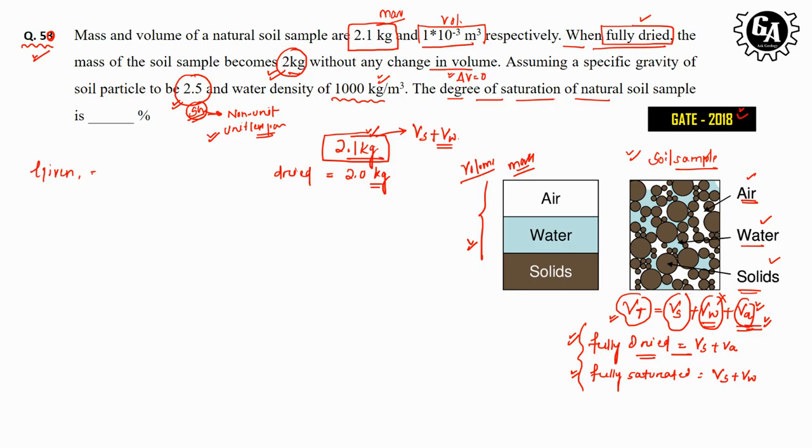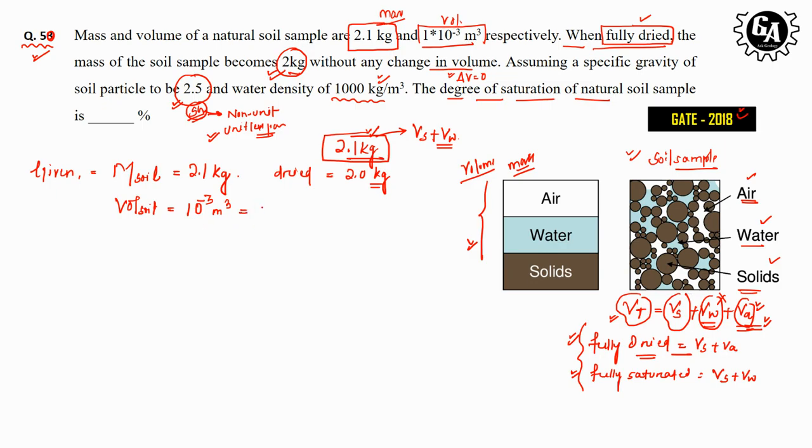So what are the given parameters? Let us see. Given, the mass of the soil sample is equal to 2.1 kg. Then the volume of the soil sample is given to be 1 into 10 to the power minus 3 meter cube, that is 10 to the power minus 3 meter cube.